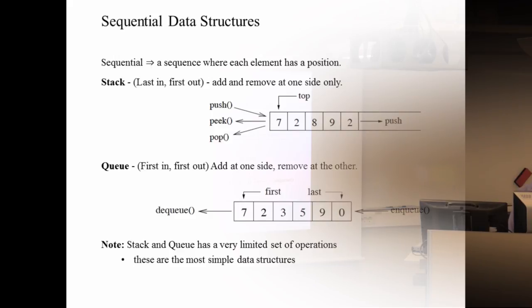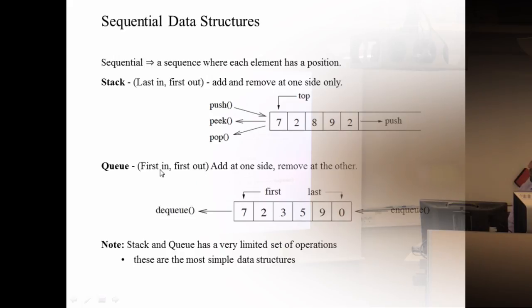And what does sequential mean? That in these data structures, we have elements stored in a sequence, and each element has a position which is known as an index position. The simple sequential data structures we have are stack and queue. If you look at the stack, it's last in, first out. So, for example, if these are the elements, we can add or remove elements from the stack only at the top, or at the one end.